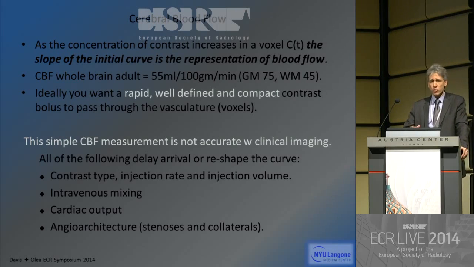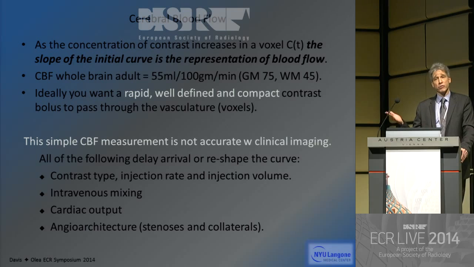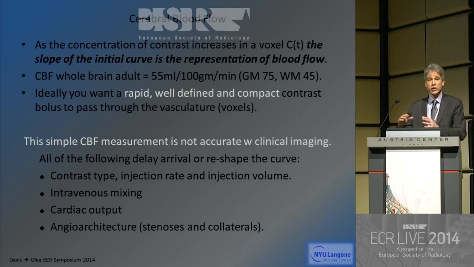So that takes us to cerebral blood flow. And that makes sense, right? If you're looking at areas of infarction that have low cerebral blood flow, then why don't you just simply measure cerebral blood flow? The cerebral blood flow is determined in the following fashion, in the most simplistic way. As the concentration of the curve increases in the voxel, the slope of that curve is the representation of blood flow. Blood flow moves in quickly, you have a steep slope, that's a faster cerebral blood flow. If the contrast moves in slowly, the slope is less, and that's a slower cerebral blood flow.